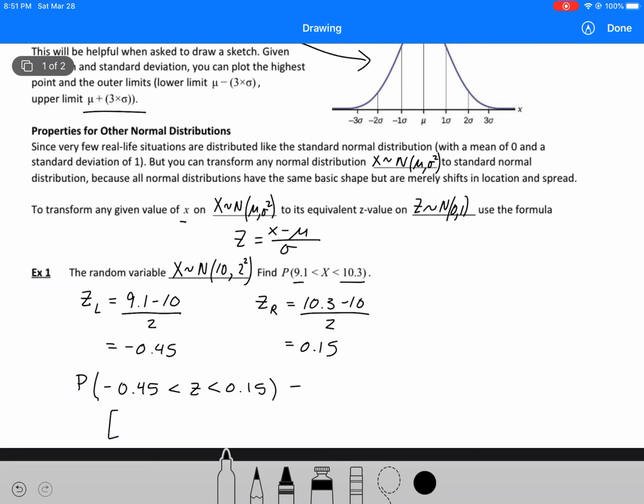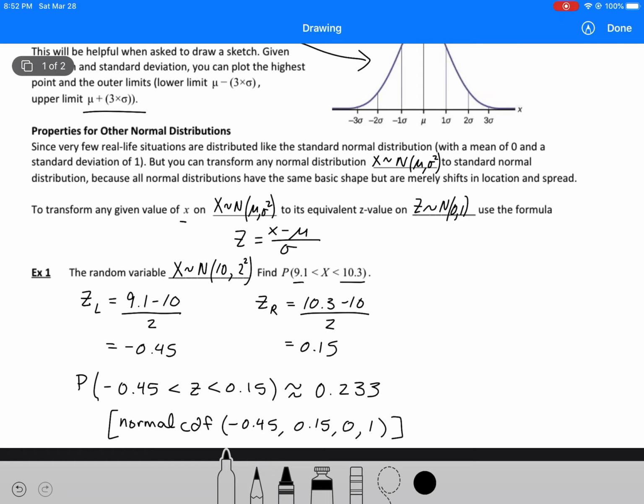So we're just looking for an answer. We can use the normal function on our graphing calculator, inputting our lower limit and our higher limit, and then our mean and standard deviation, which gives you approximately 0.233, or about a 23% chance.